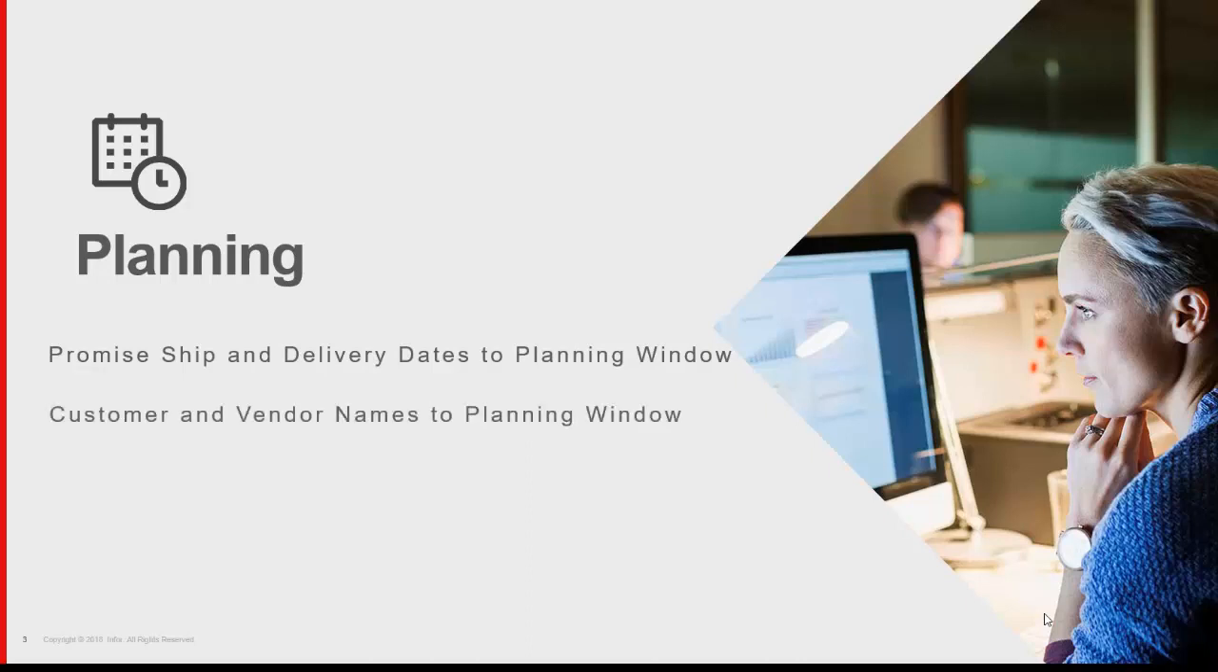Planning functionality has 5 enhancements that we will cover. We'll begin by looking at 2 enhancements for display. This includes adding promise, ship, and delivery dates, as well as seeing customer and vendor information.